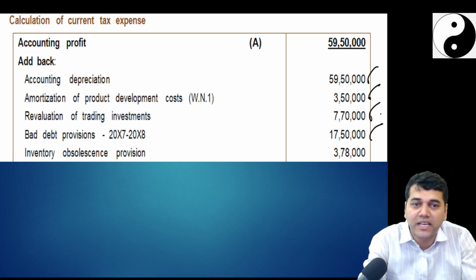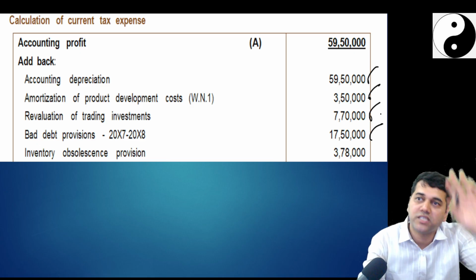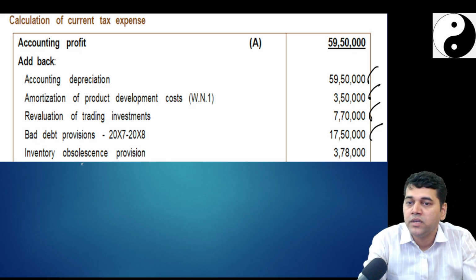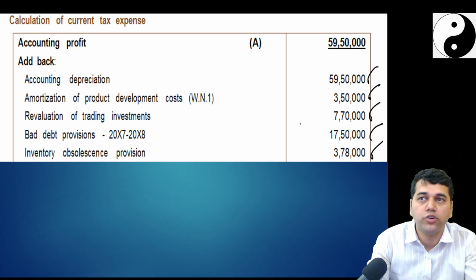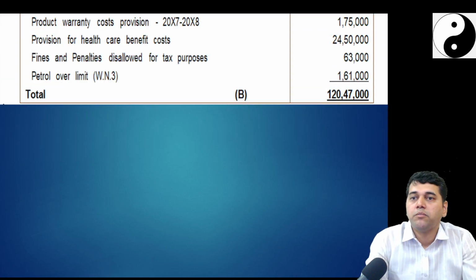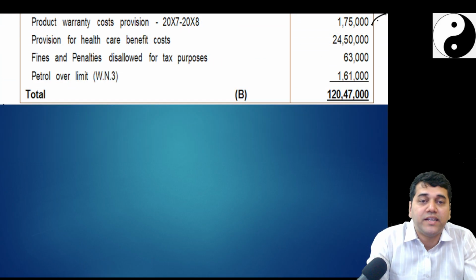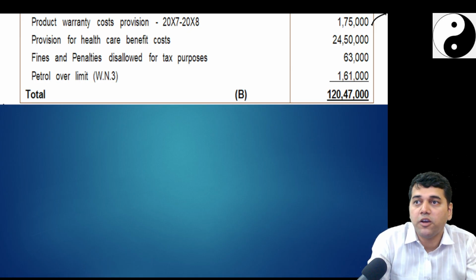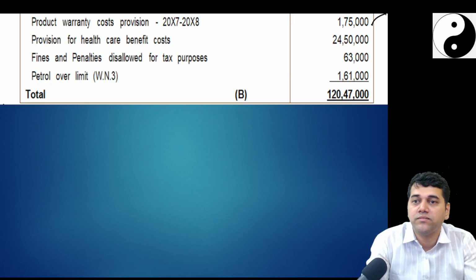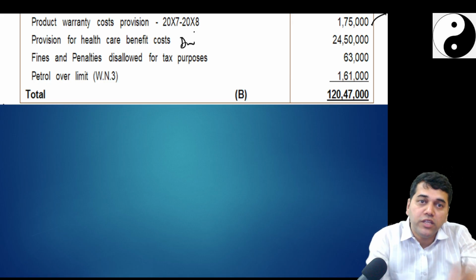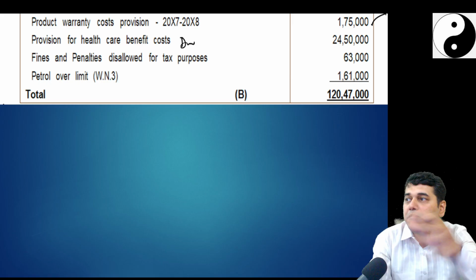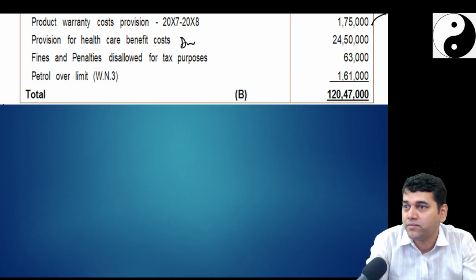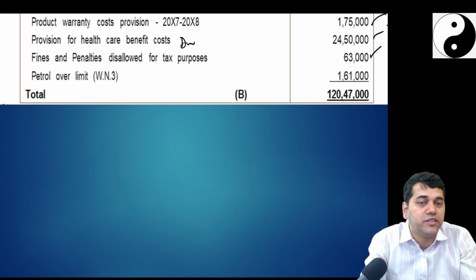Bad debt provision, 17,50,000 is the current year only. Other things are all last 2 years back, 3 years back they have done. Inventory obsolescence, 3,78,000 we are going to add because income tax is not going to give any deduction for this. Product warranty cost for the year is 1,75,000. What they have paid is going to get the deduction. Healthcare benefits during the year only they introduced. That means whatever amount is sitting in the balance sheet, the entire amount is disallowed because this is this year's provision. Fines and penalties 63,000 disallowed, and petrol over limit is 1,61,000.